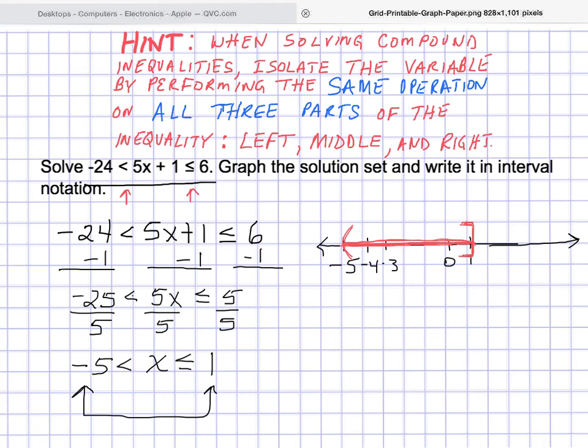Pick a number and stick it in the original equation, and you'll see that all of these numbers, including 1, but not including negative 5, will be a solution to that inequality. So the interval notation is easy to write. We're starting at negative 5, but not including it. We're copying this right here, going all the way to positive 1, but we're including positive 1. So we're copying that right there. And that's interval notation.